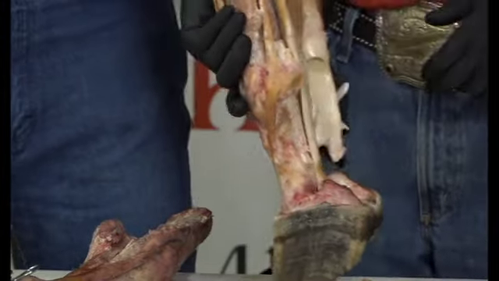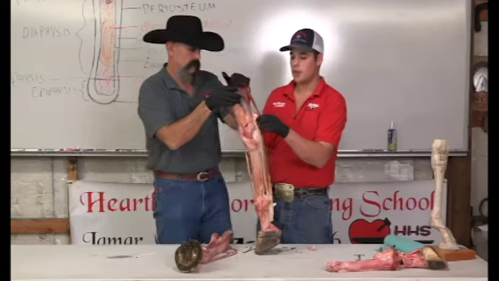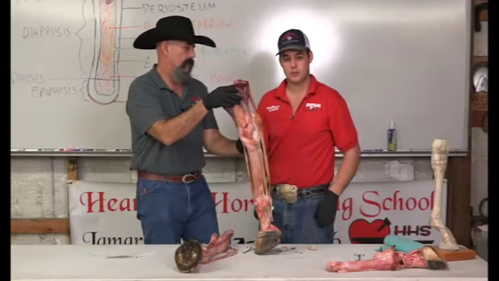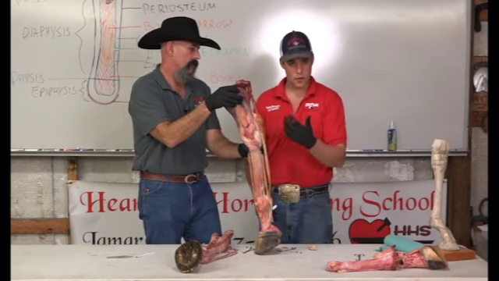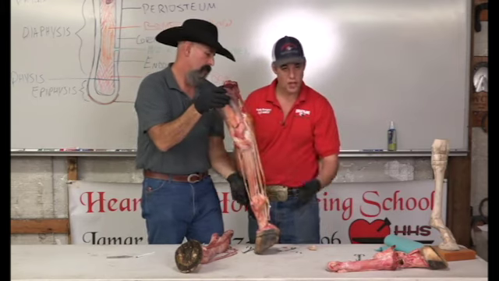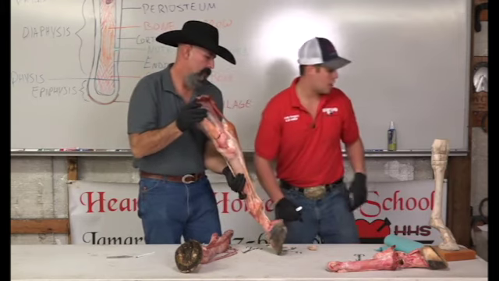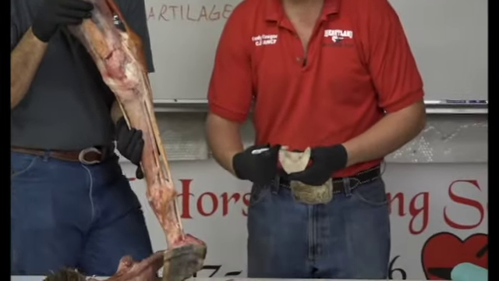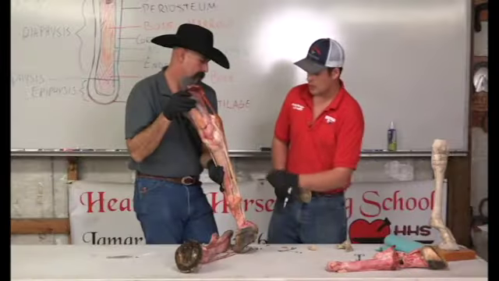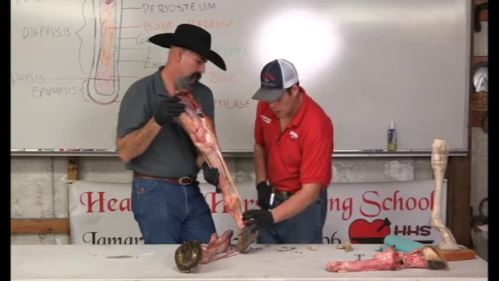Our deep flexor tendon originates at our deep flexor muscle. Our deep flexor muscle is going to originate at the proximal end of our tibia and our fibula. It is then going to course distad from the muscle, and it's going to insert into the semilunar crest of our coffin bone. So the semilunar crest of our coffin bone is going to be this area right here. Okay? So we can go ahead and we can start pulling that back.